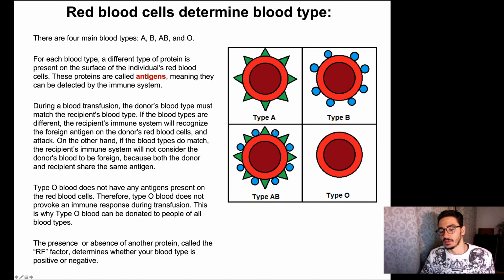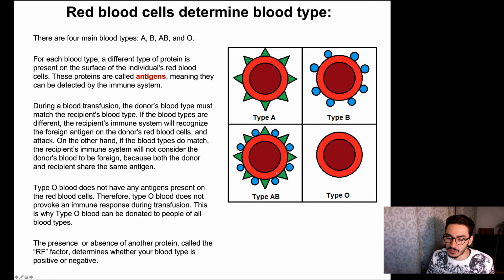So what does that mean? It means type A and B can receive any blood, any type of blood. The same as a type O, which doesn't have antigens, right? If you're gonna receive type O blood, you're not gonna have your immune system compromised because it doesn't have antigens. So your immune system is not even gonna recognize those cells, right?